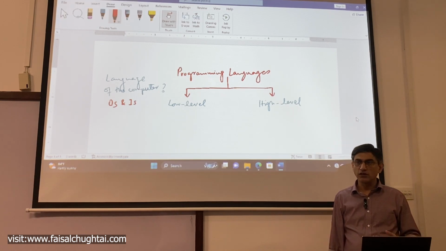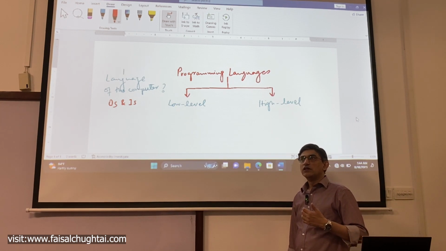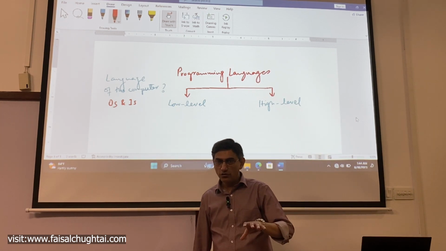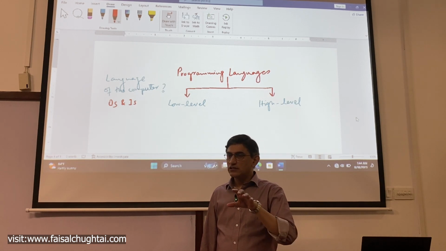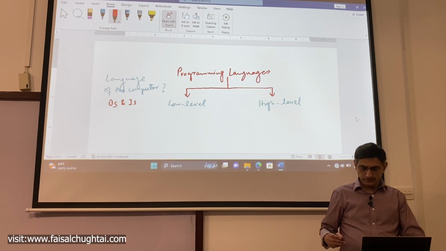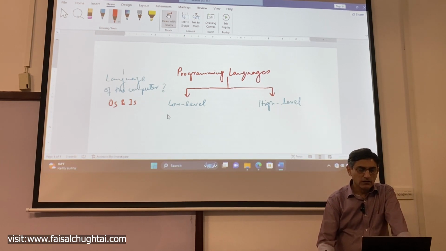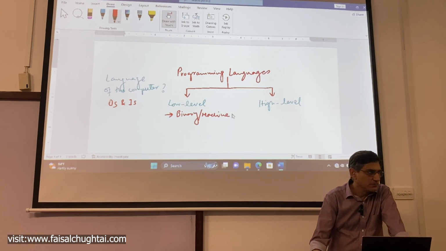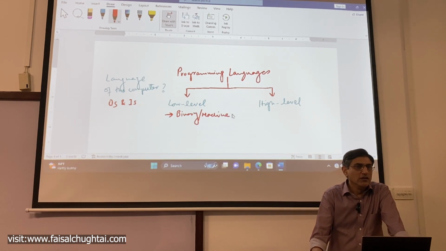computer scientists started thinking about ways and means whereby they could somehow ease the task of the programmers of creating computer programs. It was then that they came up with a programming language. Okay, by the way, binary or machine language are examples of low level languages. Both, I mean, not both, actually, it's the same. Machine language is an example of a low level language. Whether you say machine language or binary language, it is an example of a low level language.